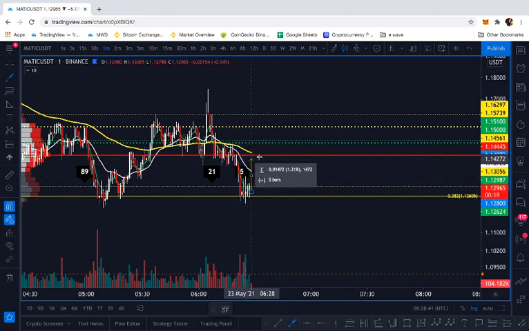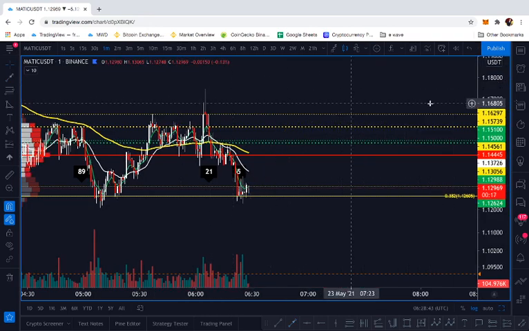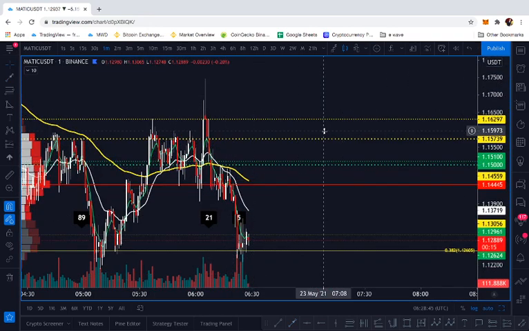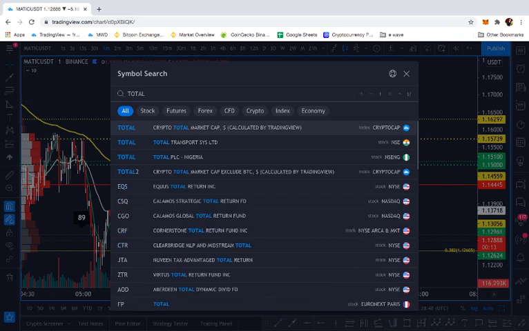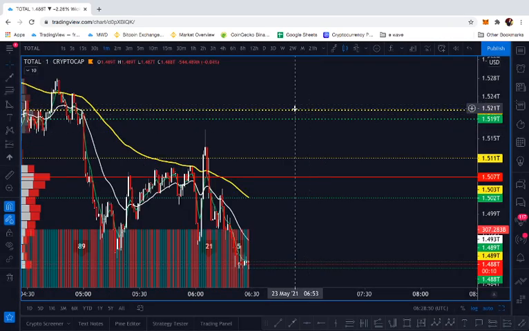Because all these guys here are gonna get wrecked, and basically all these guys that have been shorting all day are gonna get wrecked. Now let's go to the total chart, because let's rock and roll here. This chart's gonna really blow your mind, I think.